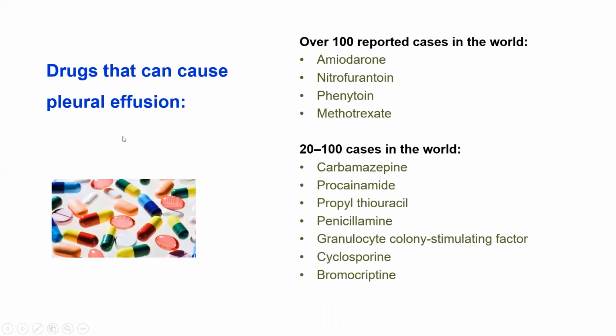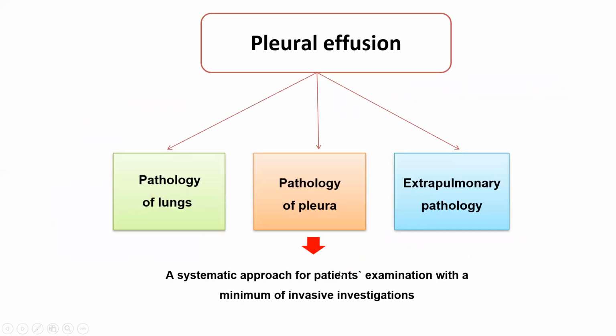Also, we take into account the possible iatrogenic etiology of pleural effusion, and the most frequent causes of pleuritis can be related with the use of amiodarone, nitrofurantoin, phenytoin, methotrexate, and also other medications.